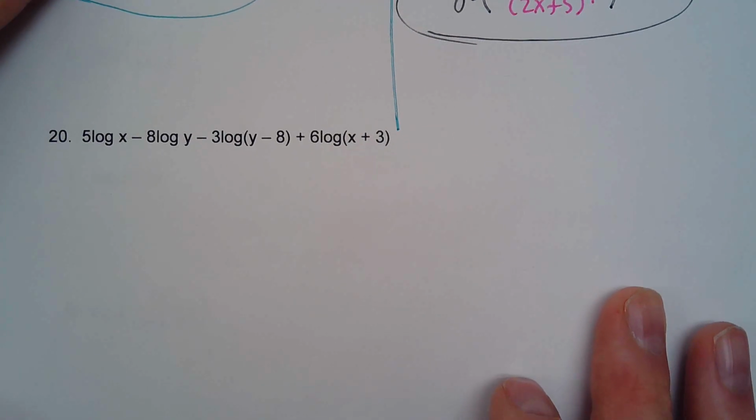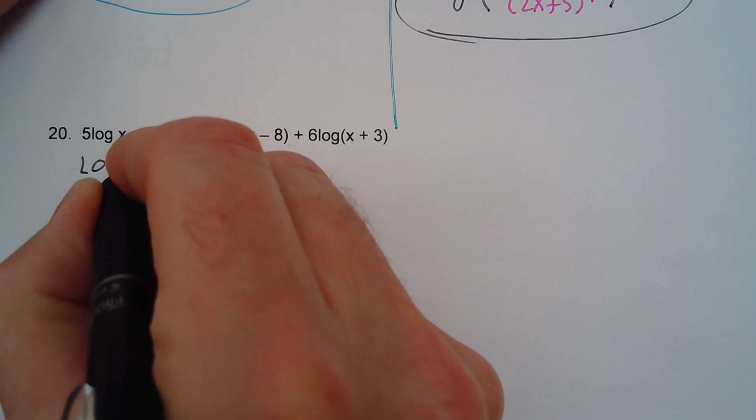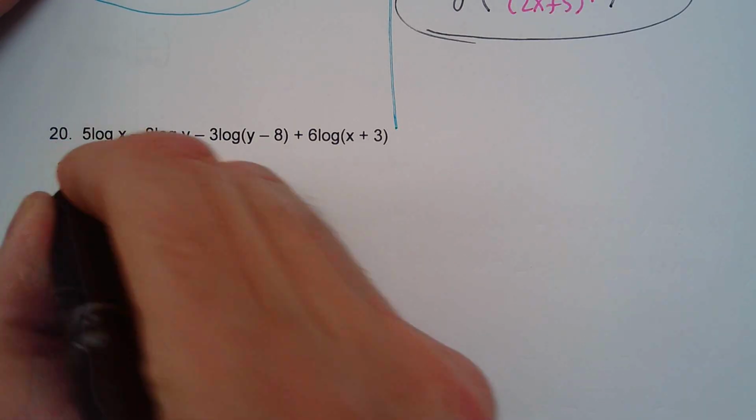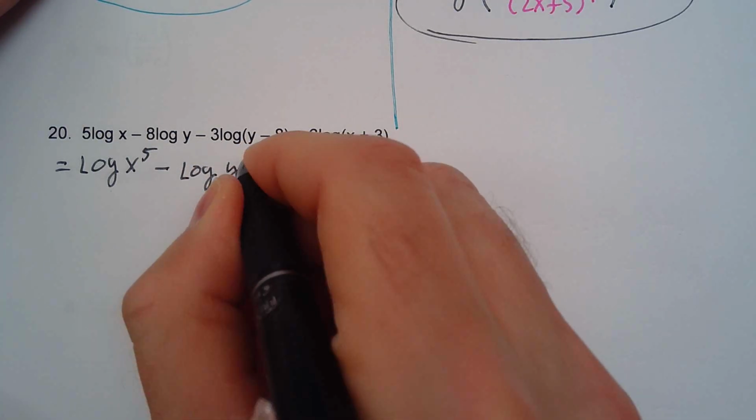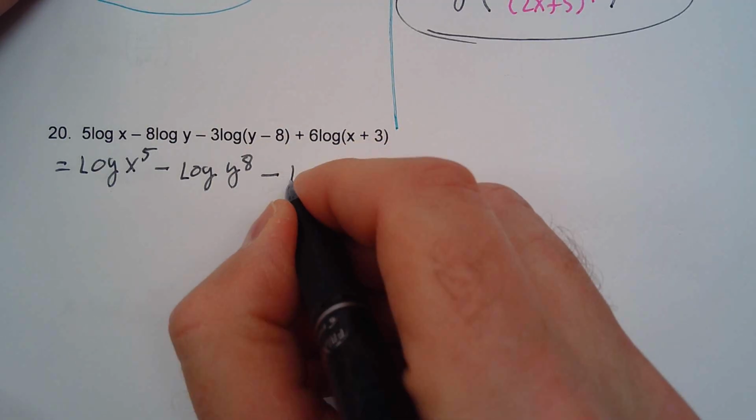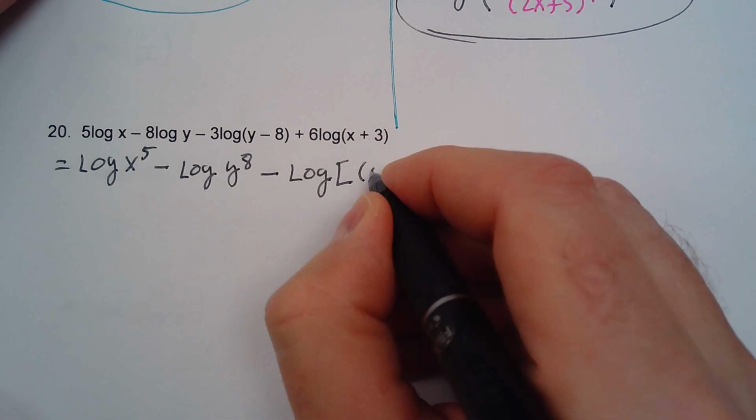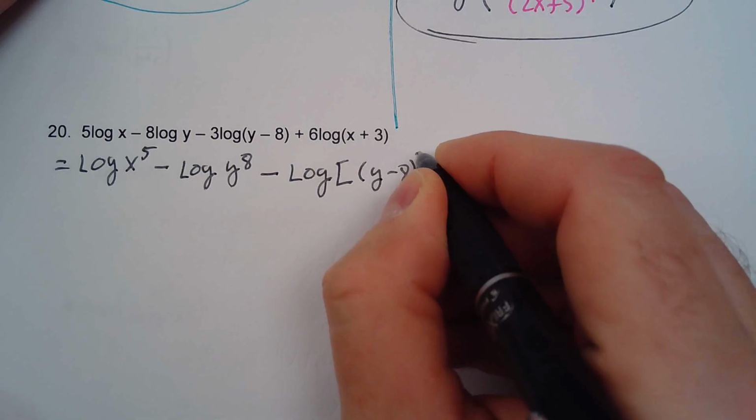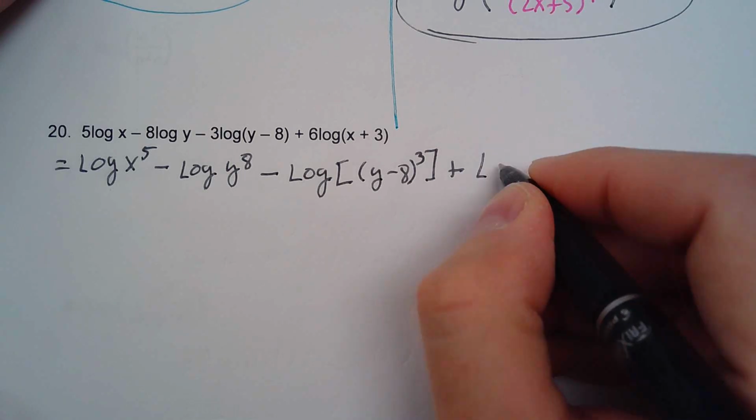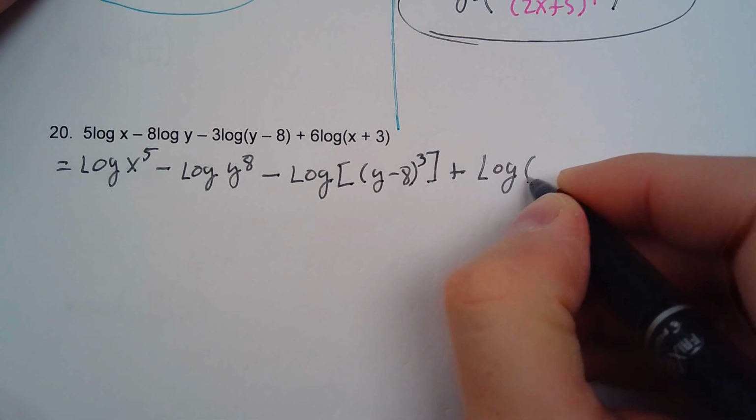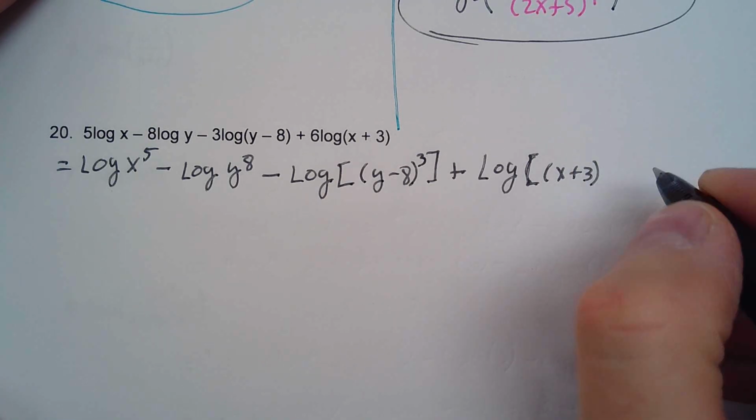All right, let's try this one. So again, bring up the powers. So this is log of x to the 5th minus log of y to the 8th minus log, again, I'm going to be careful here because I've got more than one term, y minus 8 to the 3rd, plus log, and again, I want to be careful here, x plus 3 to the 6th.